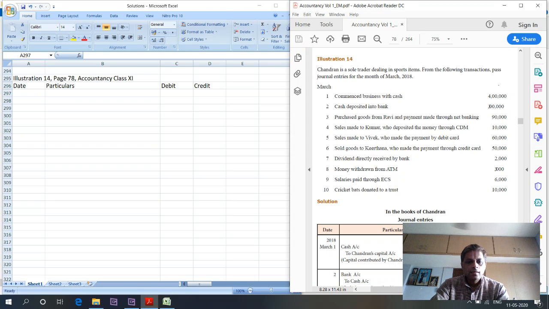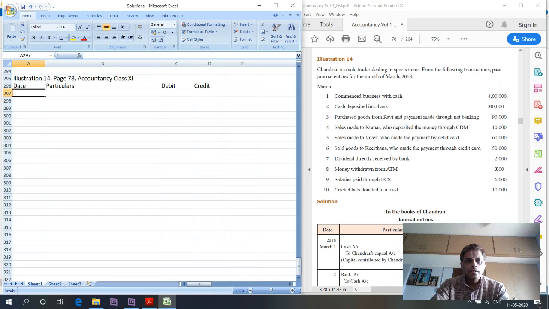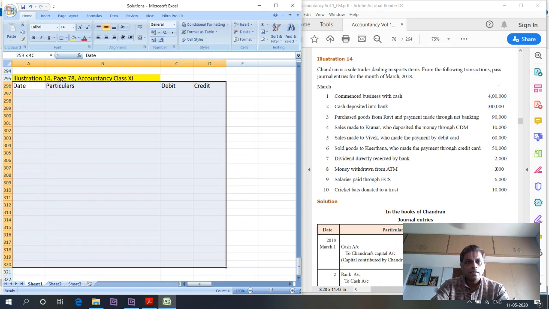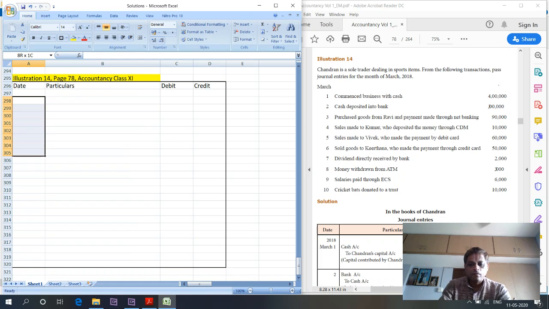So, in class, we'll look into illustration 14, page number 78, accountancy volume 1 for class 11. Okay, so put in the format here: date, particulars, debits and credits. This is the normal format I was explaining for you all to fill in, and also put a box outside so that we are clear on the journal entries we process.